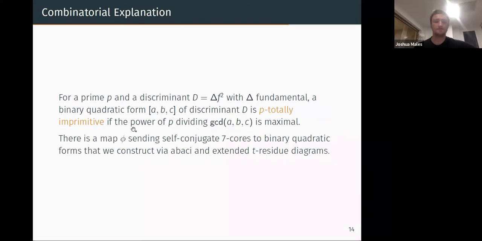Okay, so what do we do? We construct some map that takes a self-conjugate 7-core and spits out some binary quadratic form. So for any self-conjugate 7-core that you give me, I will give you its corresponding binary quadratic form that lies in some class group. How do we construct these? These are constructed via abaci and extended t-residue diagrams. Whatever these things are, these are basically more combinatorial ways to represent various partitions.